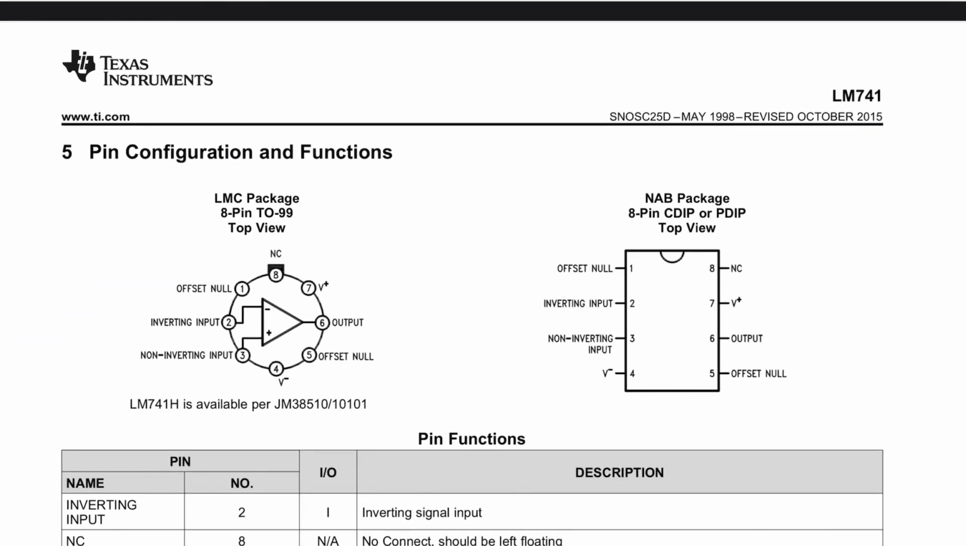This amplifier generally comes in different packages. There is a circular package, or it can be a rectangular chip package. If you look at the package, it will tell you which pin corresponds to which terminal on the operational amplifier.